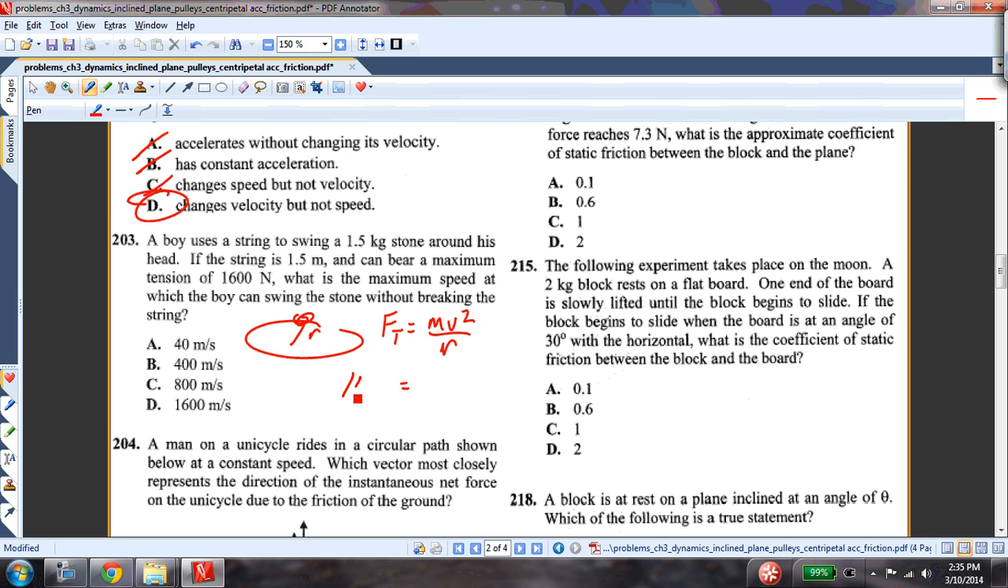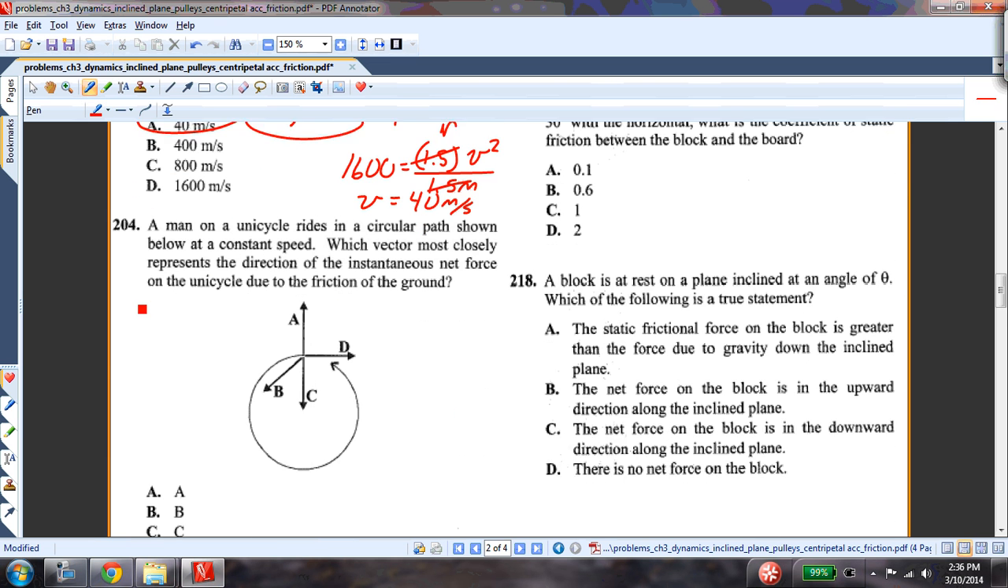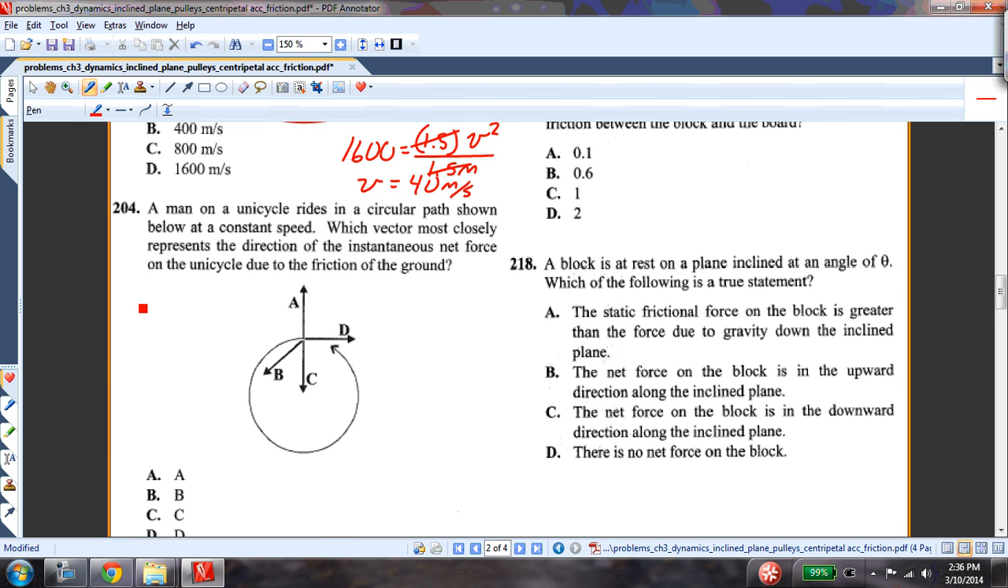So that maximum tension is 1,600 newtons. It's going to equal 1.5 kilograms times v squared, which is what we're looking for, divided by the radius, which is 1.5 meters. Numbers are nice there. I get v is equal to 40 meters per second. That's the square root of 1,600. So A. Next is 203.